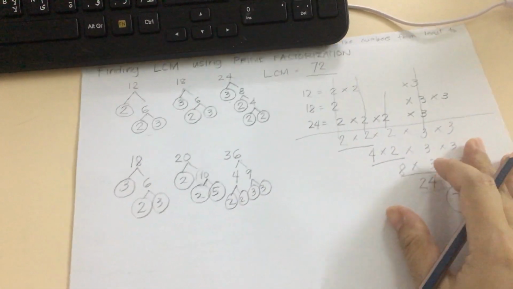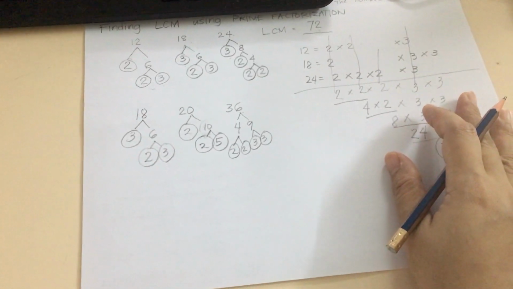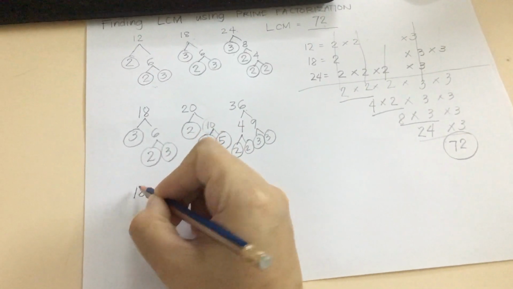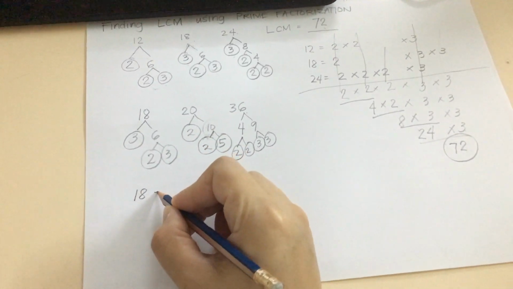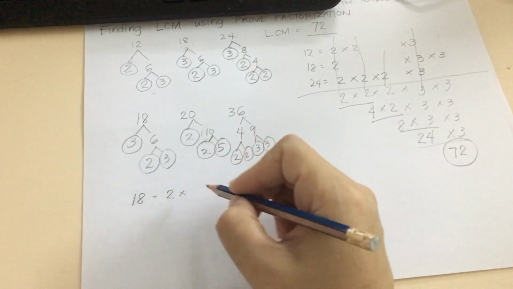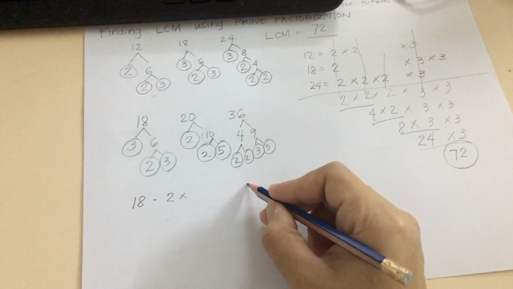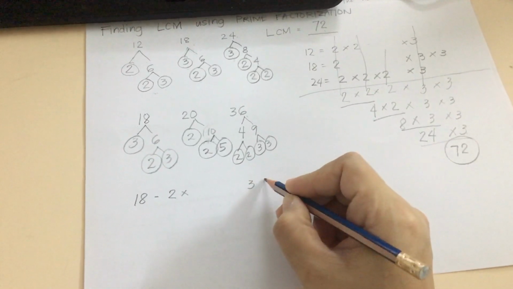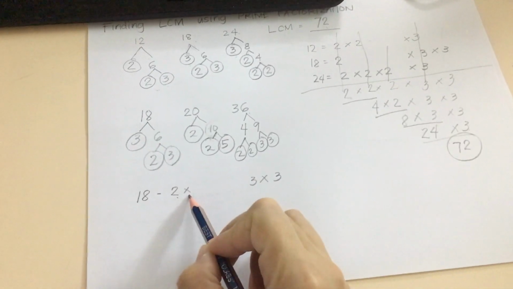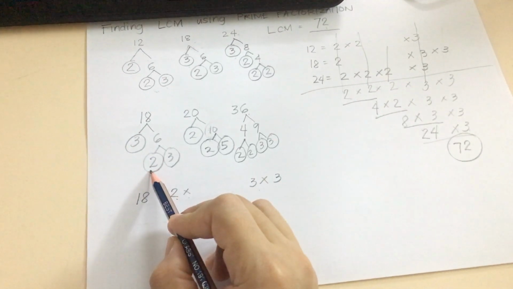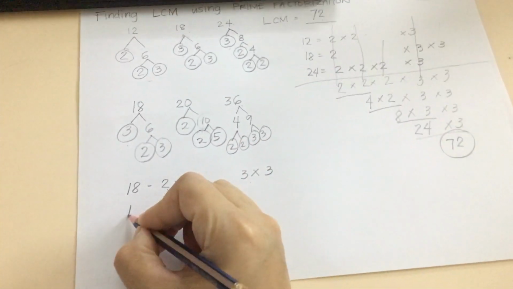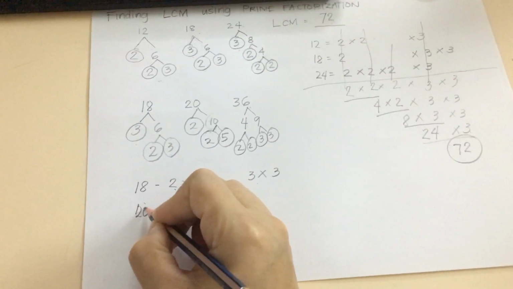Now we are going to write the prime factorization for each number. Let's start with 18. 18 will be 2 times, and let's group this, so the 3 will be here, and then another 3. So that will be your 2 times 3 times 3. So that's for 18.